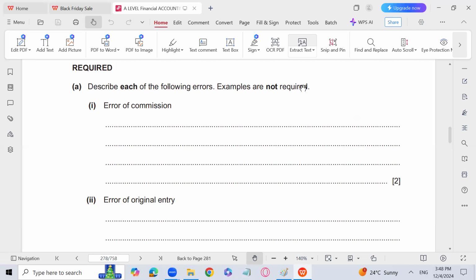Expense, rent expense, we have debited rent expense instead of salaries expense. We have debited machinery instead of building. These are errors of commission.